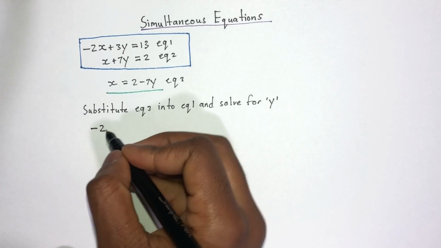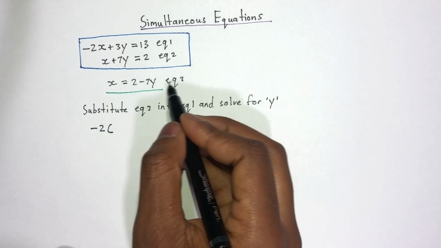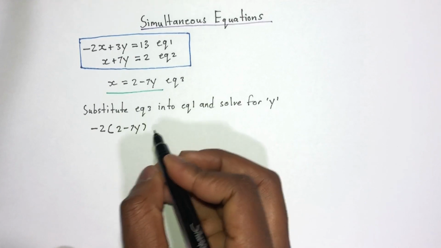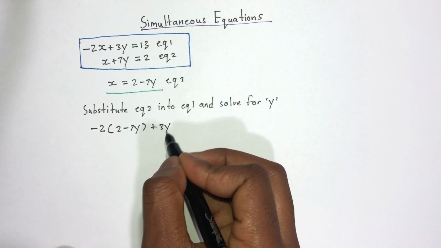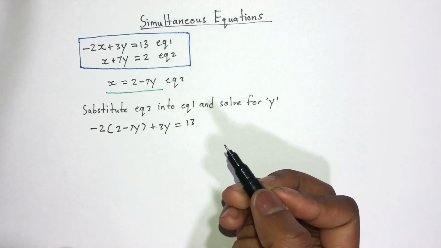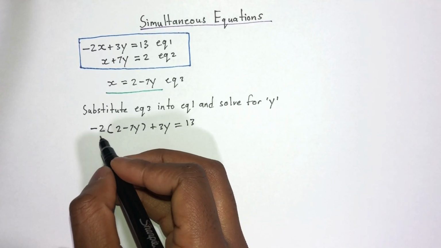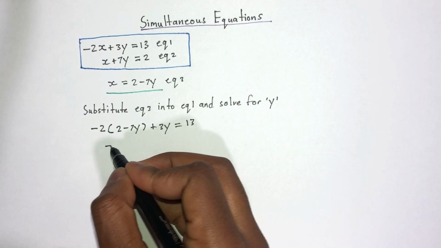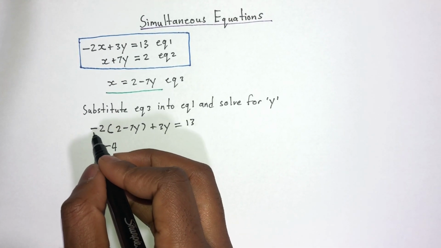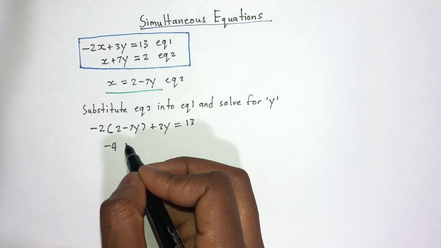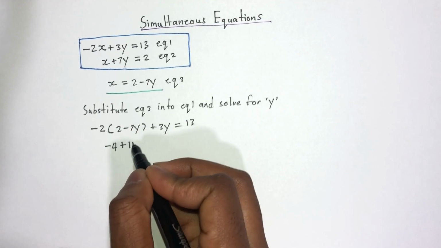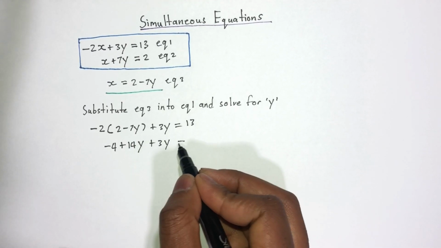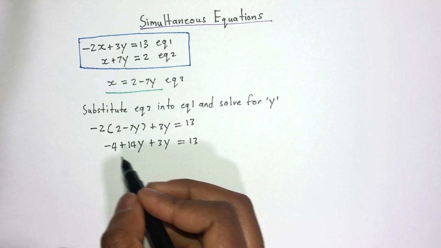And equation 1 is negative 2. Now we're substituting equation 3. Now we're going to simplify this equation. Negative 2 times 2 gives us negative 4. Negative 2 times negative 7y gives us positive 14y plus 3y equals 13. Now we're going to group like terms.